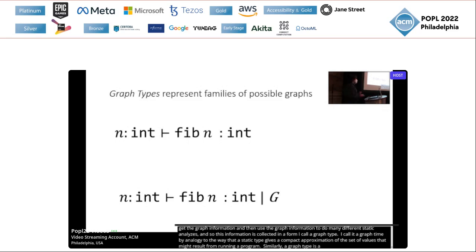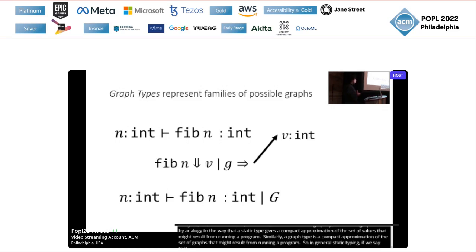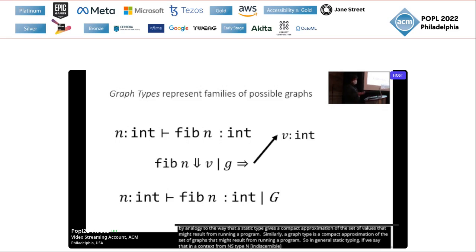So in general static typing, if we say that in a context where n has type int, fib of n has type int, then type soundness ensures that if we run this program, it indeed produces an int. Similarly, if we predict that fib of n will produce a graph type, which we label G, the soundness of the graph type system will indicate that big G is in fact an approximation that represents a set of graphs that includes the graph that actually reflects what happens during the execution of the program.